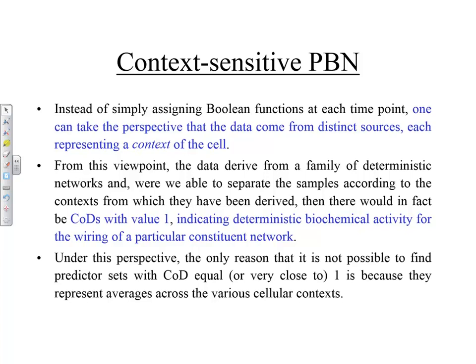Or the phenotype. From this viewpoint, the data derive from a family of deterministic networks, and were we able to separate the samples according to the context from which they have been derived, then there would in fact be CODs with value 1, indicating deterministic biochemical activity for the wiring of a particular constituent network. Under this perspective, the only reason it is not possible to find predictor sets with COD equal or very close to 1 is because they represent averages across the various cellular contexts. So you have a context-sensitive probabilistic Boolean network.